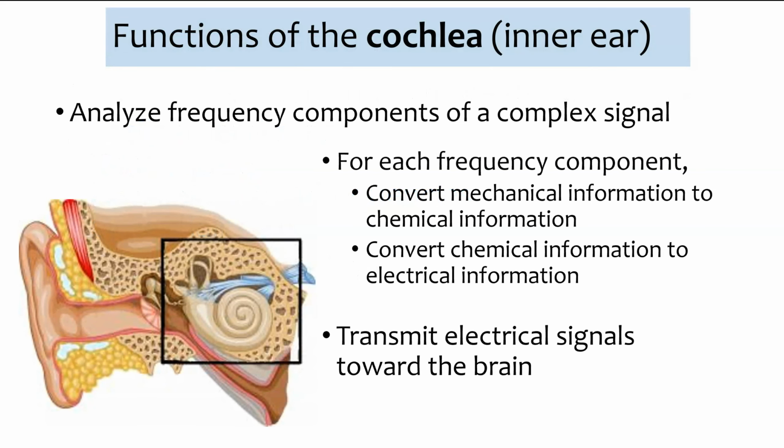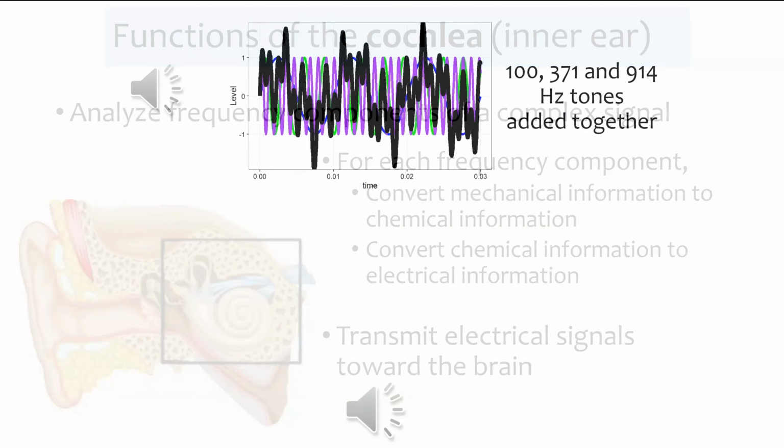So the general function of the cochlea is to analyze different frequency components of a complex signal. We touched on this a little bit in the last lecture, but this is just a reminder that for all those frequency components, what we need to do is figure out the mechanical motion that has been set into place by the acoustic wave. And then the hair cells convert that to chemical reactions, and then those chemical reactions give rise to an electrical pulse that's ultimately sent toward the brain.